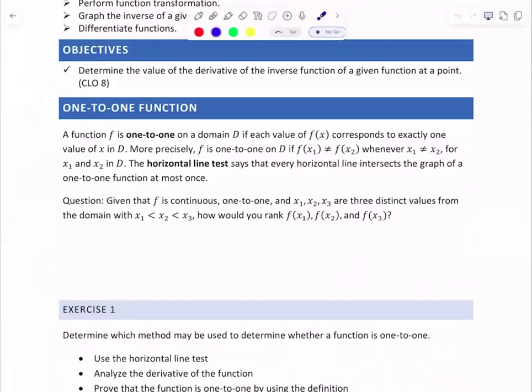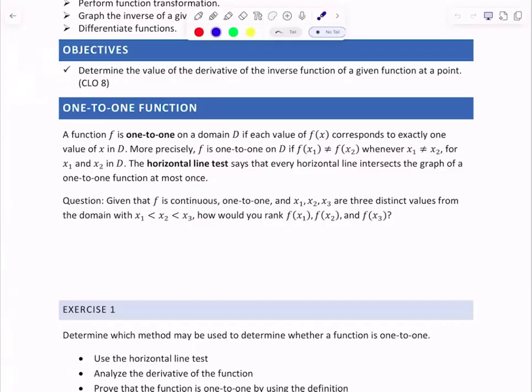So first of all, one-to-one function. One-to-one function is about the assignment for the function, right? For one value in the domain, you have one value in the range. So it's not like x squared. It's an example of a not one-to-one function.